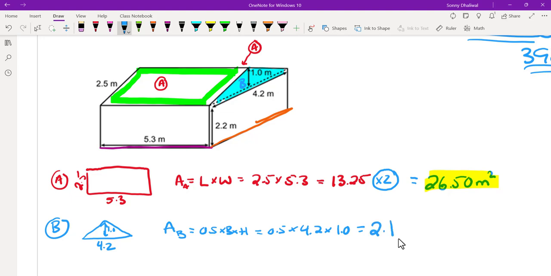Now, is this side repeated on the other side? Yes. So right over here, there's two of these. There's another B right there, hidden in there. So I'm going to multiply this by 2. So double 2.1, 4.2. Sounds right. I'll highlight that as well.